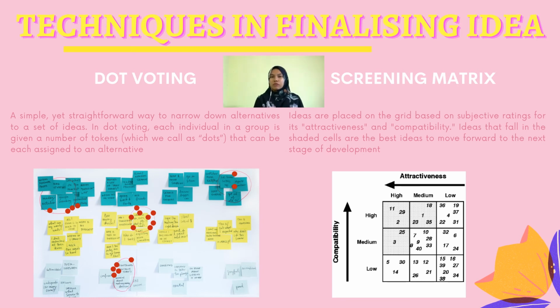The second is dot voting. It is a simple and straightforward way to narrow down our alternatives to a set of ideas. In dot voting, each individual in a group is given a number of tokens, which we call dots, that can each be assigned to an alternative. So this is an example of the dot voting process, where we can directly see the outcome by just a single look at the idea that receives the majority of the dots.